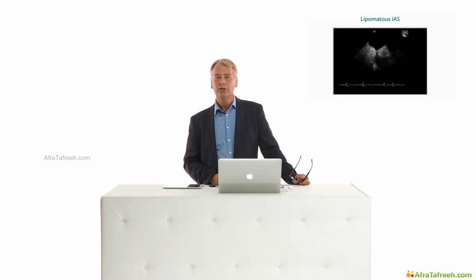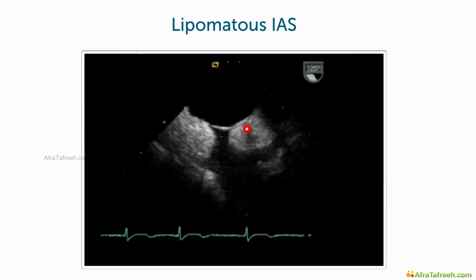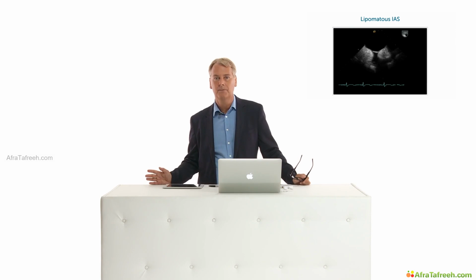Lipomatous intraatrial septum. If you perform TEE, I'm sure you've seen it on several occasions. It is a structure where you have fatty infiltration of the secundum septum, where the primum septum is actually free of fatty infiltration. And that's why the structure looks something like a dumbbell.